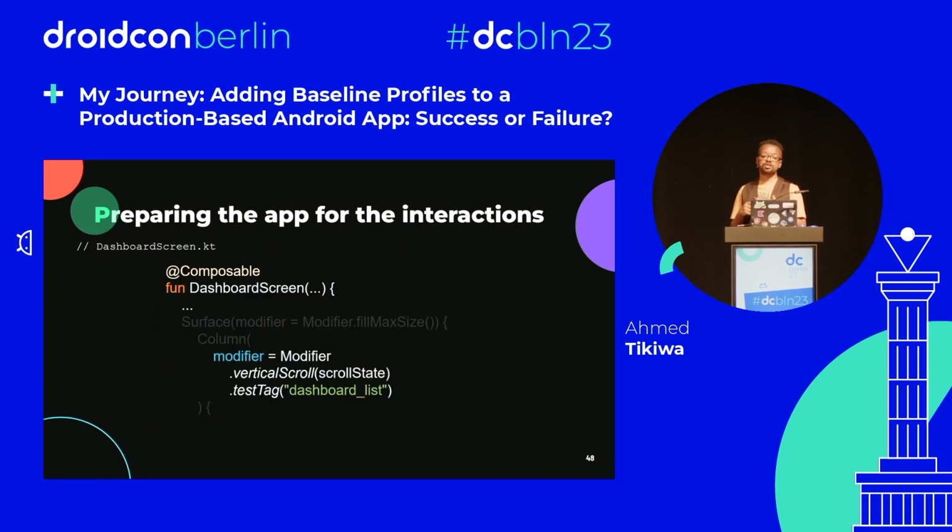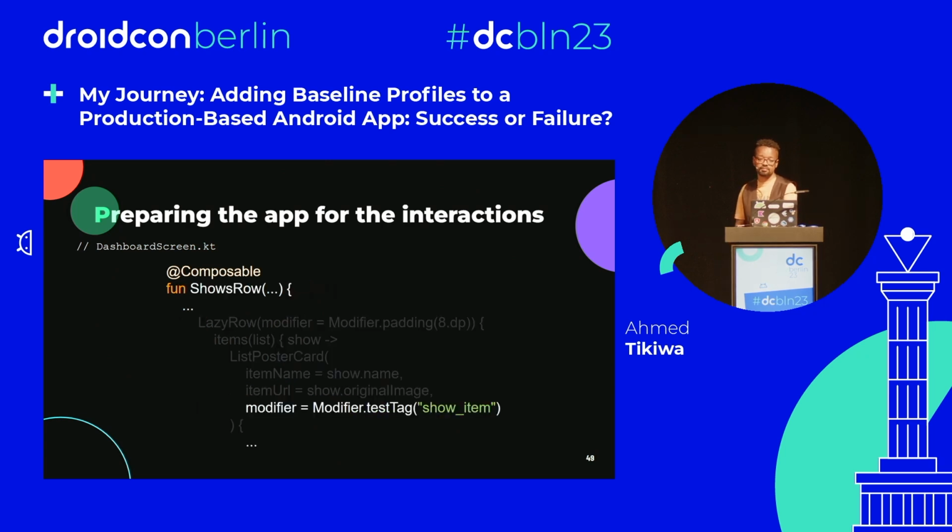Then the composables on the dashboard screen are what I'll be passing to the UI Automator, because like I said, this is part of my startup. This is what the users will see when they open up the app for the first time. And so this is where I'll also be defining the benchmark tests. So here I've specified a modifier test tag, and I've given it a name called dashboard_list. Then here I've specified the modifier test tag for a show item in the list of shows that are displayed on the screen. And I've called it show_item.